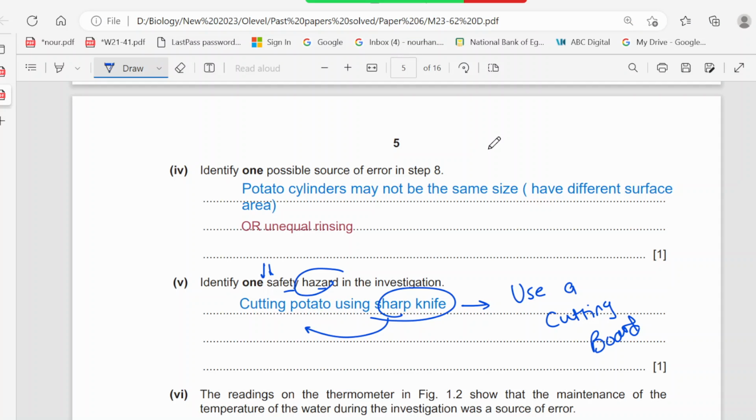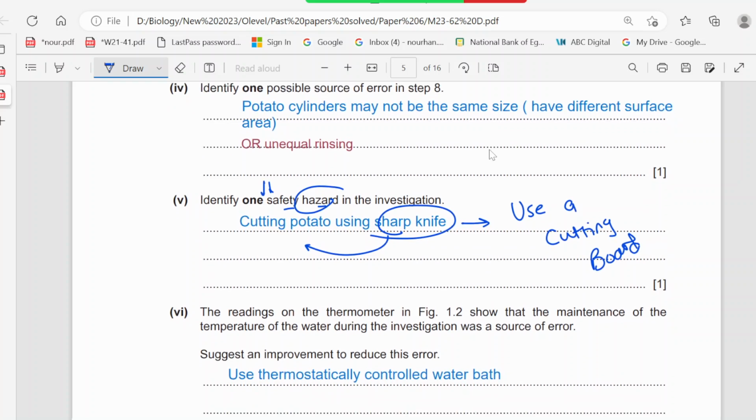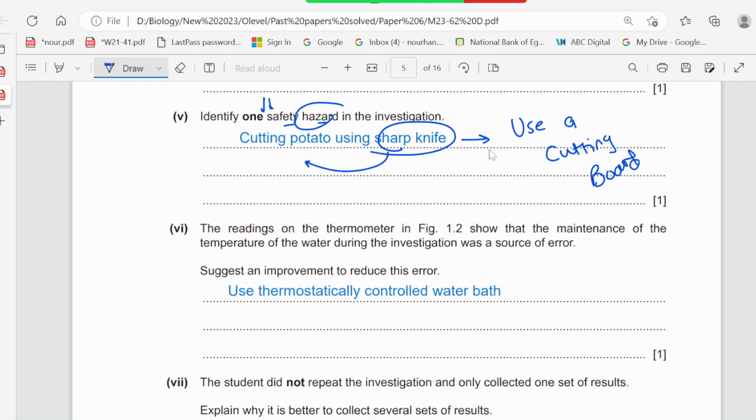The readings on the thermometer showed that the maintenance of the temperature during the investigation was a source of error. Also we said that the water bath was not maintained. The temperature cooled down. What is an improvement to reduce this source of error? Use a thermostatically controlled water bath because it uses electricity to keep the temperature as it is.